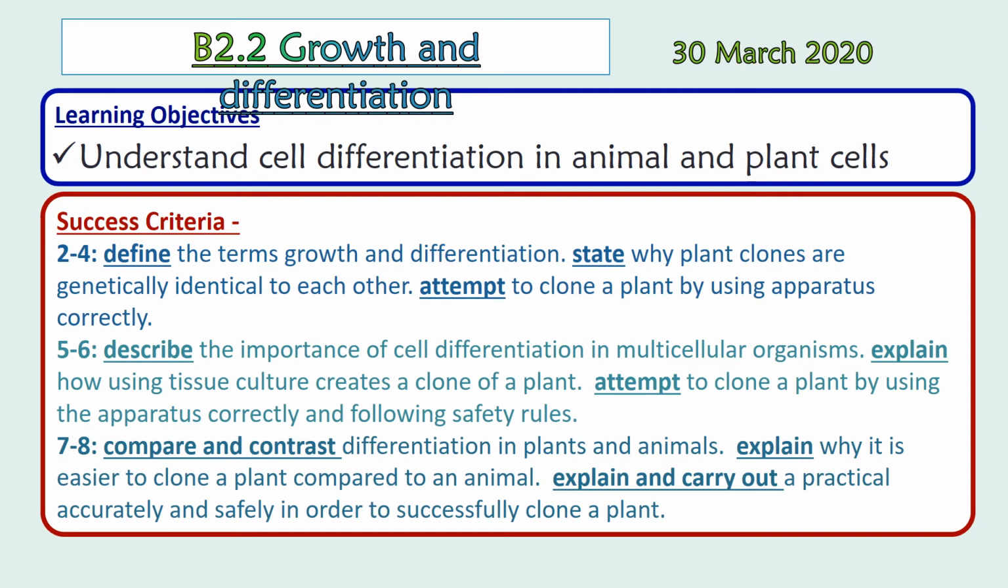Okay, so pop down the title and we're going to go through what we actually all need to know. We need to have an understanding of cell differentiation. As I say, you probably haven't come across that term. So one of the big things is going to be knowing what it actually means. And we're going to be looking at that in animal and plant cells. If you want to pause the video and have a look at what you need to be able to accomplish by the end of this, then please do.